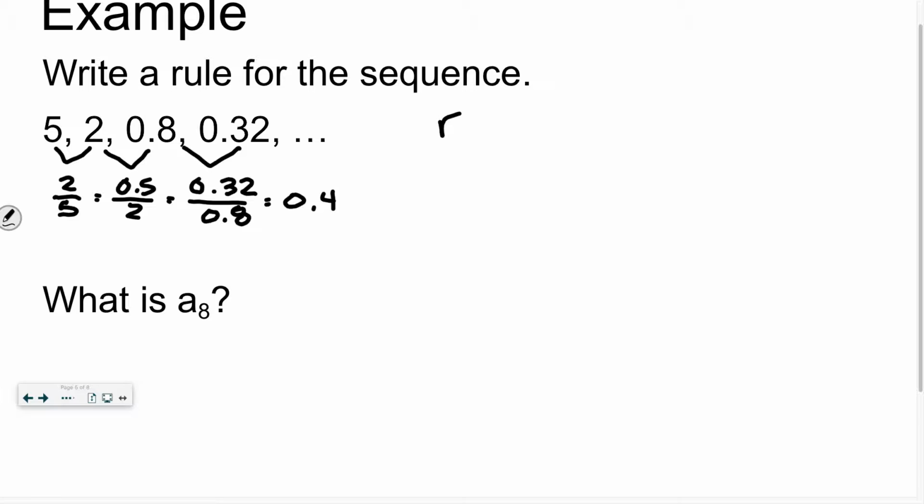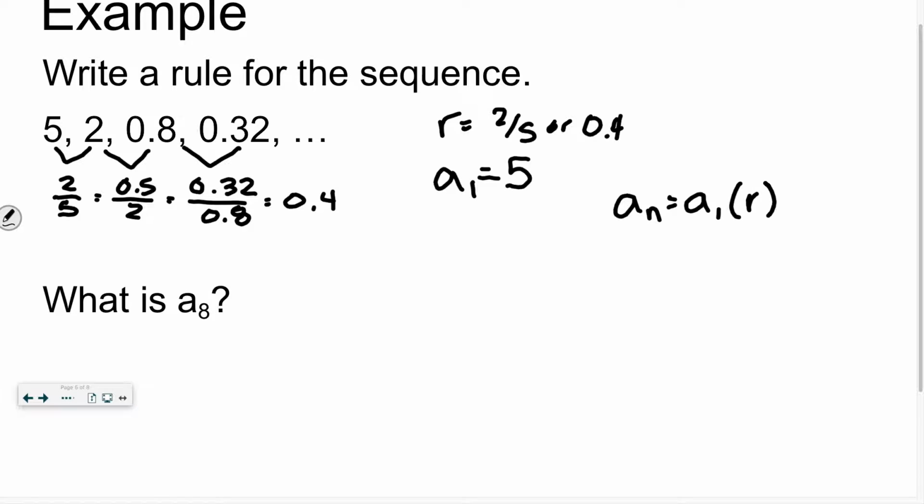R is equal to 2/5, or you can do 0.4. Either one is fine. I know a lot of groups were using 2/5. And then A sub 1 is 5. That's nice. It's in the list, right? And if you're thinking about the rule that I gave you, A sub n equals A sub 1 times R to the n minus 1, that's all you need. So your rule is A sub n equals 5 times 2/5, or you can put in 0.4 if you want, to the n minus 1.